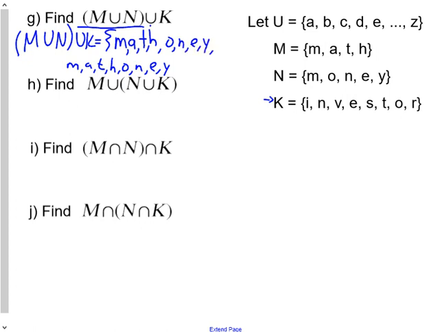And now adding letters we don't have already. I's not in there. N's already in there, and honey. V's not in there. E is in the word honey. S is not in there. T is in math. O is in honey. R is not in. Okay, so we got math honey, I-V-S-R.